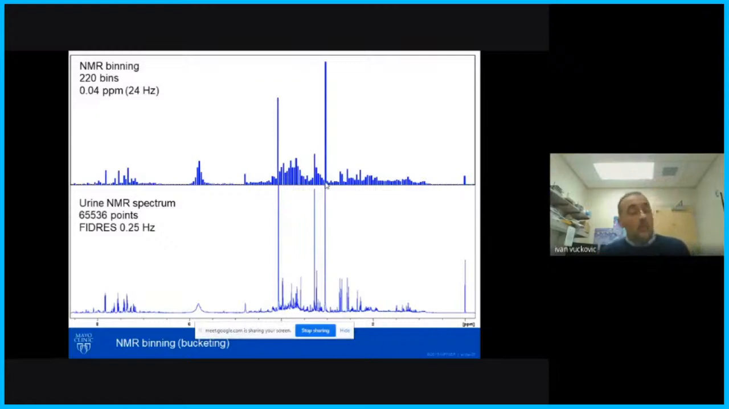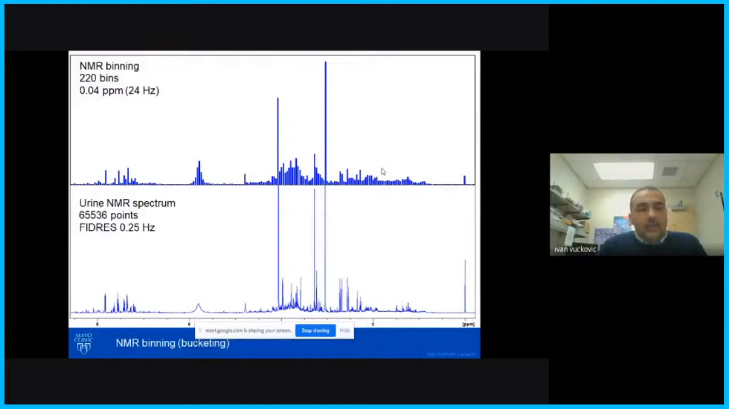So we have lost resolution in this way, but as you can see by comparing these two spectra, a lot of information over there is retained. And in this way, you get a much simpler data set. Now, each spectrum can be described by two properties. One is bin position, the other is bin intensity. And that's something that statistics can handle very well later.